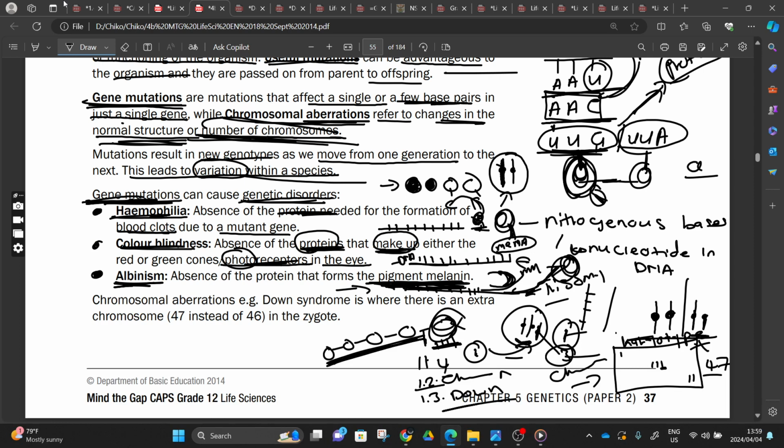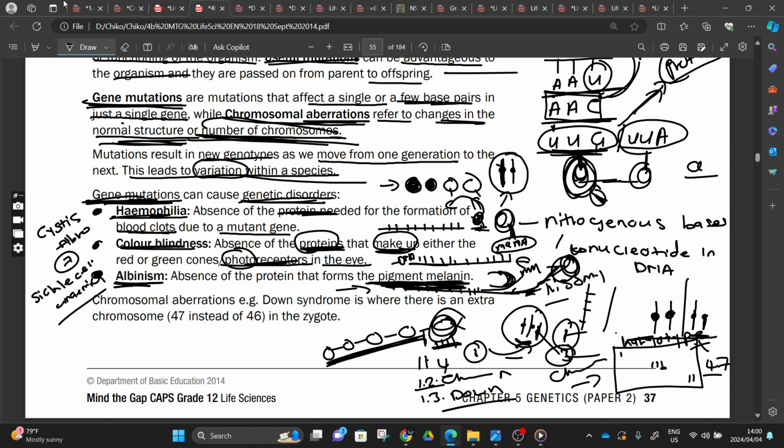But it's not only this. We also have cystic fibrosis at chromosome number 7. We did this, and we also have sickle cell anaemia. You'll see why we write it like this. They call it sickle cell anemia, but it's anaemia.